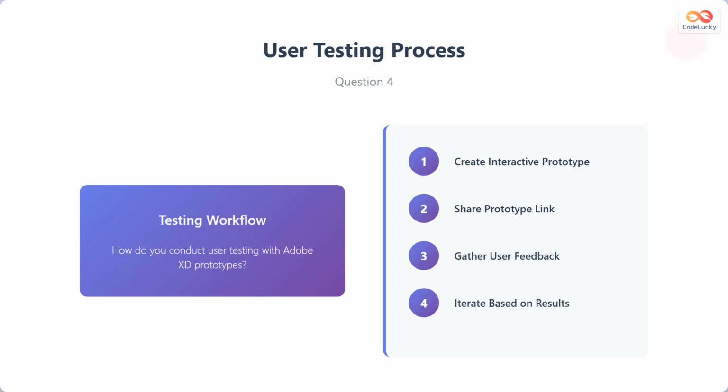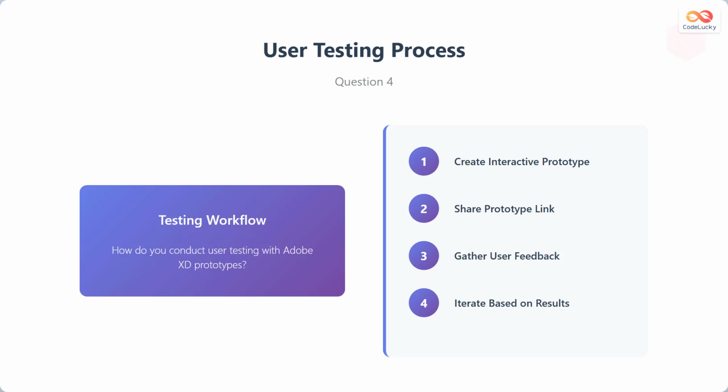Conducting user testing with Adobe XD prototypes follows a systematic four-step workflow. First, create an interactive prototype by linking artboards with appropriate transitions and interactions that simulate the actual user experience. Second, share the prototype link with test participants through Adobe XD's sharing features, which generate a unique URL that can be accessed on any device with a web browser.